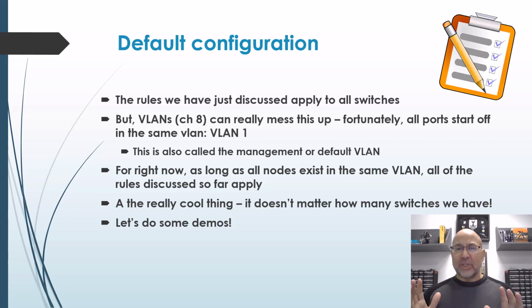Now, there's probably a couple of ideas that we ought to talk about with regard to switches. First, the rules that we just talked about. Learning MAC addresses, how to forward traffic, that applies to all switches. And it doesn't matter which vendor, but there are a couple of other things that we want to get a handle on. First is, I suppose, VLANs. Now, VLANs can really mess up our forwarding or really complicate things. But fortunately, all ports start off in VLAN 1, and I will show that to you in a minute. But we're not going to talk too much about VLANs in this particular video.